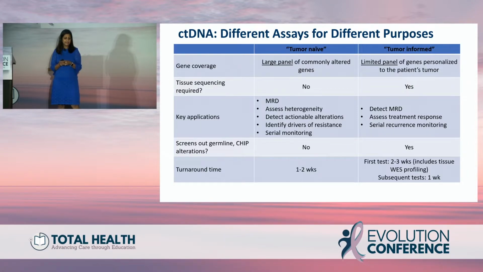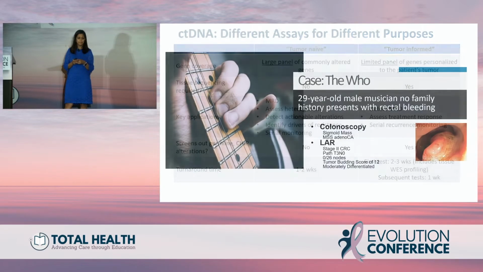So this is, again, just a summary slide of some of the different approaches. The other application of a tumor-naive approach versus the tumor-informed approach is that with the naive approach, you're able to pick up new alterations and understand resistance over time. Whereas with the informed approach, if you're looking at the same fixed panel, you may not necessarily be able to understand new alterations that are evolving over time.